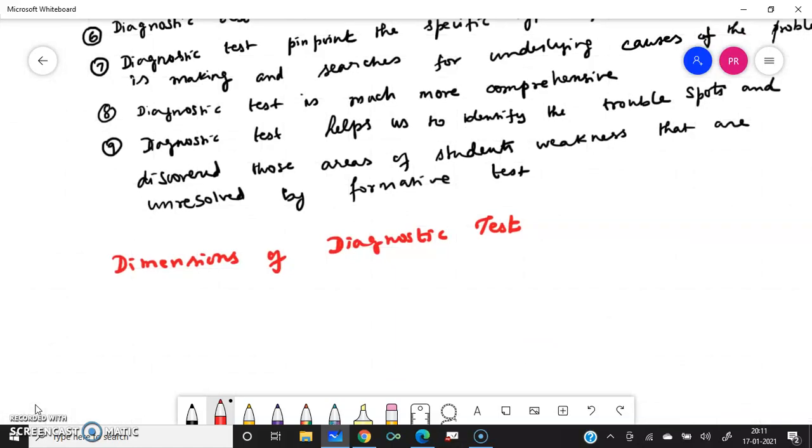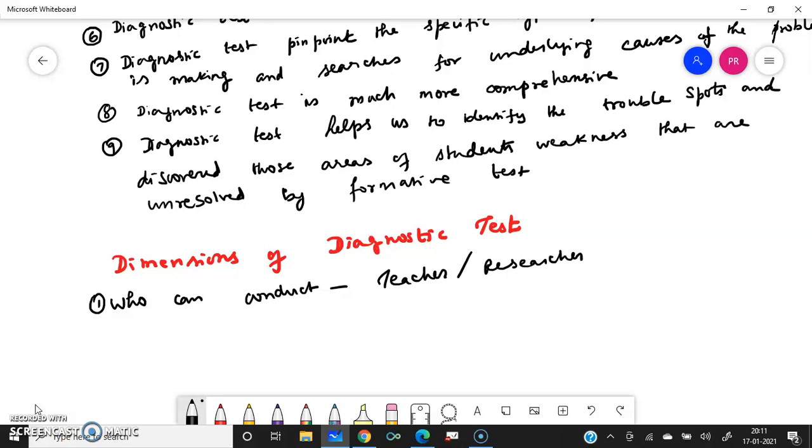Now we are going to the dimensions of a diagnostic test. What are the dimensions? First one is who can conduct. Who can conduct? Only a teacher. Okay, it is a teacher, or it may sometimes be a researcher. In research topics about the diagnostic test, the researcher will prepare such a diagnostic test.